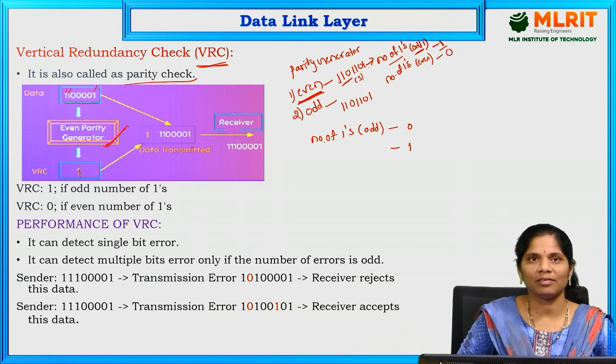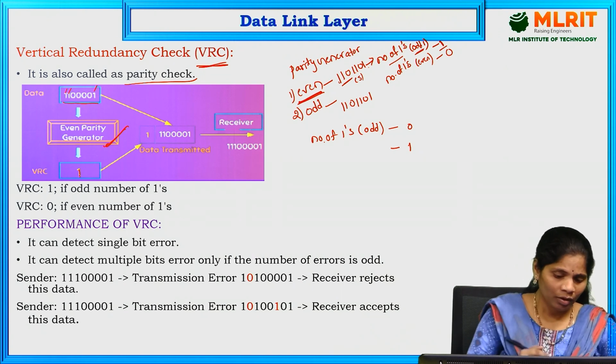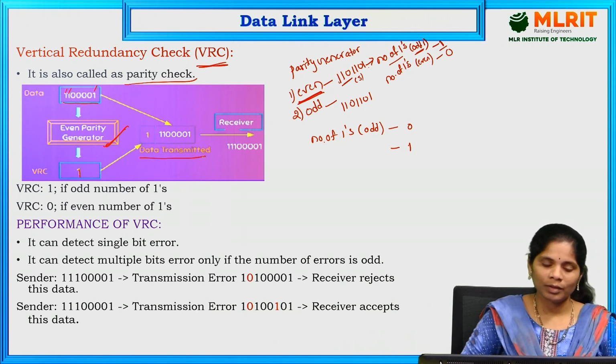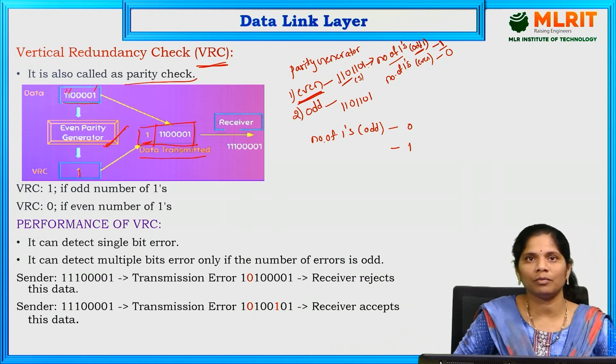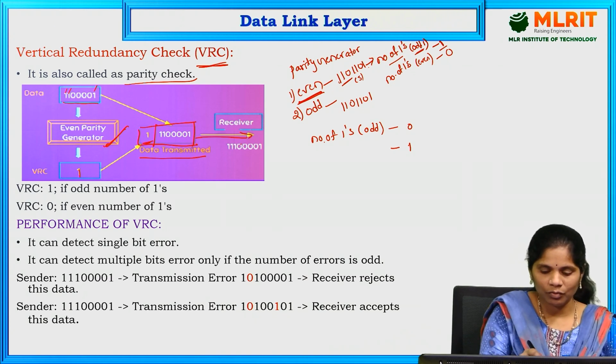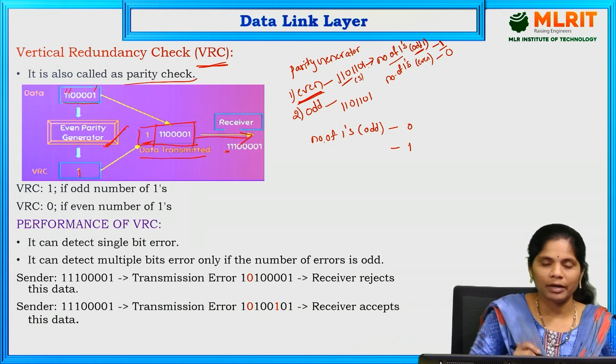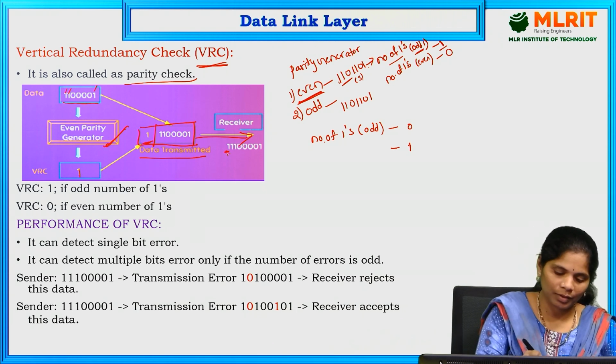That is the VRC. Whatever the original data is, along with the original data we have to send an extra 1 bit to the receiver. That is the redundancy bit. So the data is transferred to the receiver along with the parity bit. The parity bit is nothing but the redundancy bit.